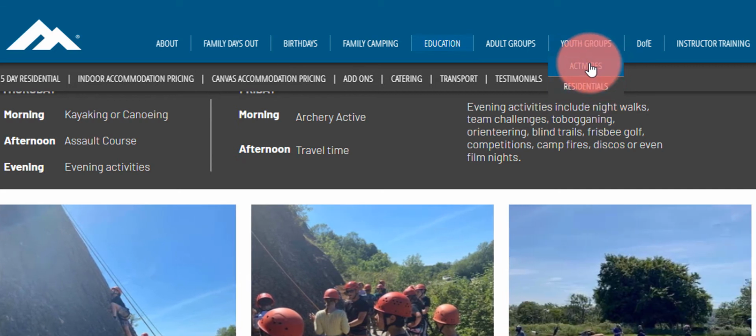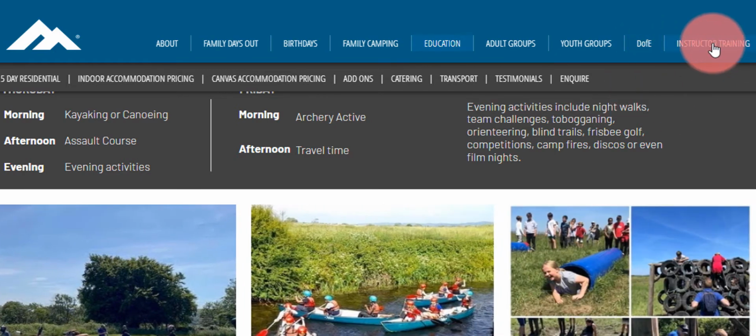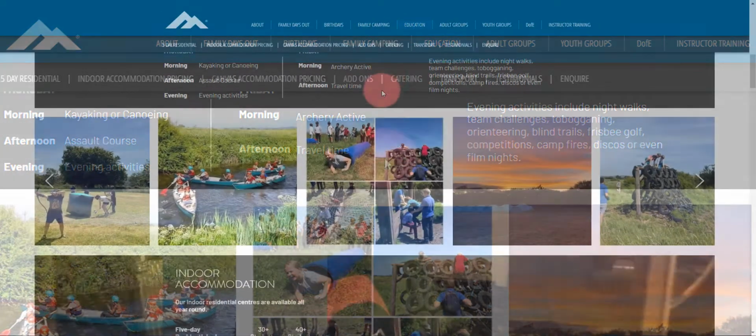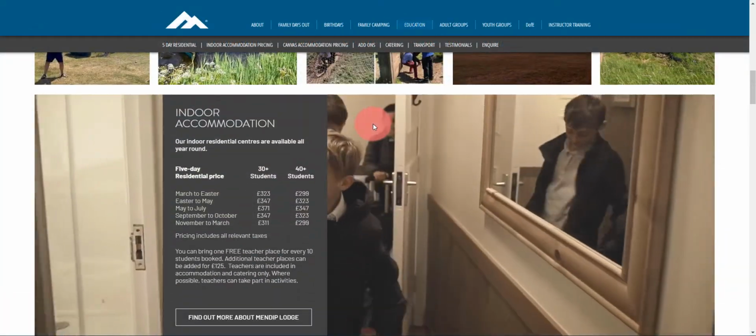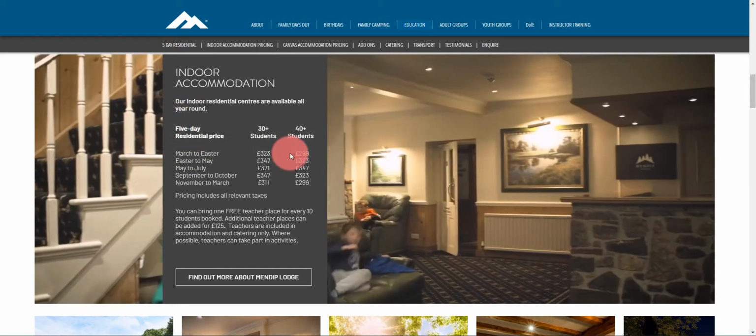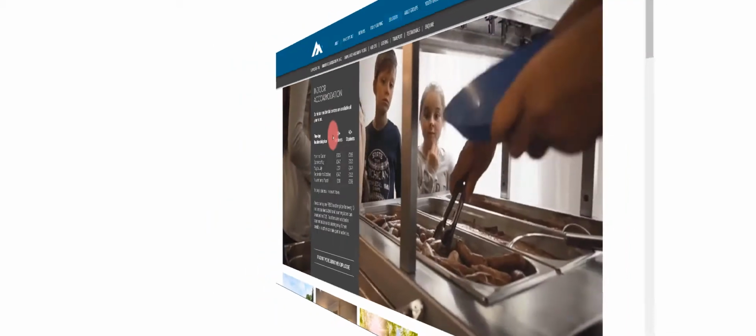Again, that links to the activity page we've just been looking at. Residentials, Duke of Edinburgh as well. So expeditions it hosts as well as residentials again. And also it does cater for instructor courses as well. So a huge number of different things that it offers. And then scrolling down, I think it's important to pull out the pricing of each of these. So you've got your residential here.